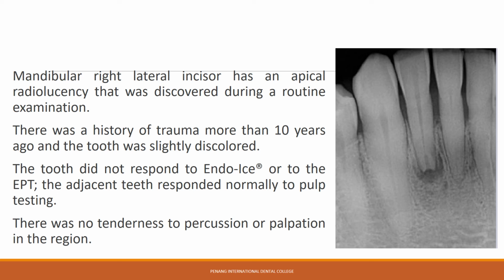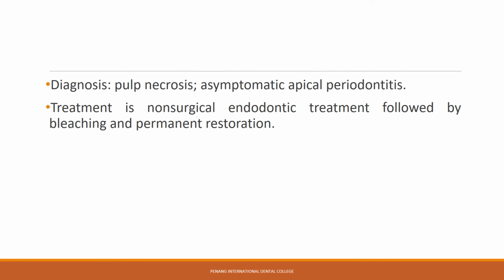Okay, the tooth was not tender to percussion or palpation, but if you look at the radiograph, there is a definite radiolucency here, with evidence of osseous destruction. So the pulpal diagnosis would be pulp necrosis because there is no response to the pulp sensitivity test, whereas the periapical term is asymptomatic apical periodontitis. Okay, the treatment of choice here is non-surgical endodontic treatment followed by bleaching because the tooth is discolored, and a permanent restoration.